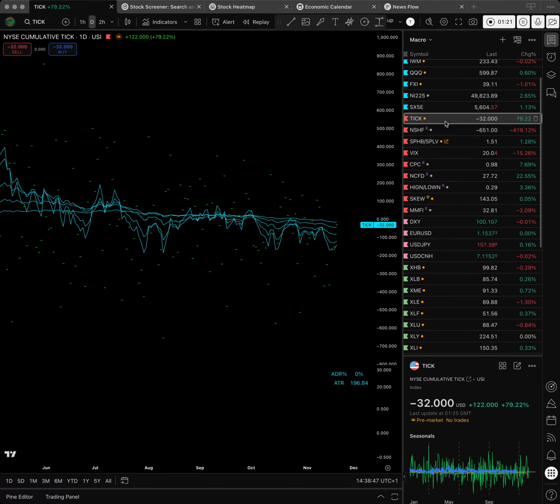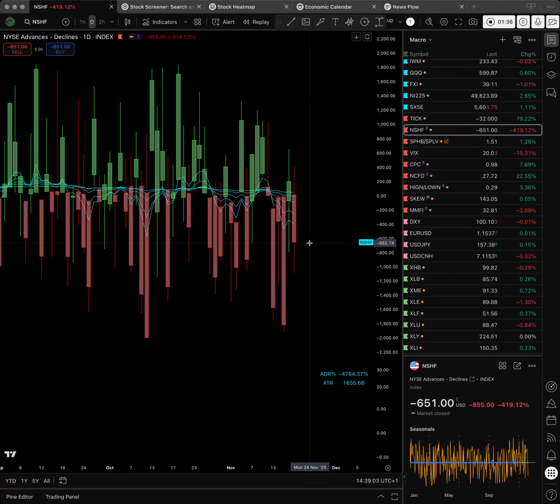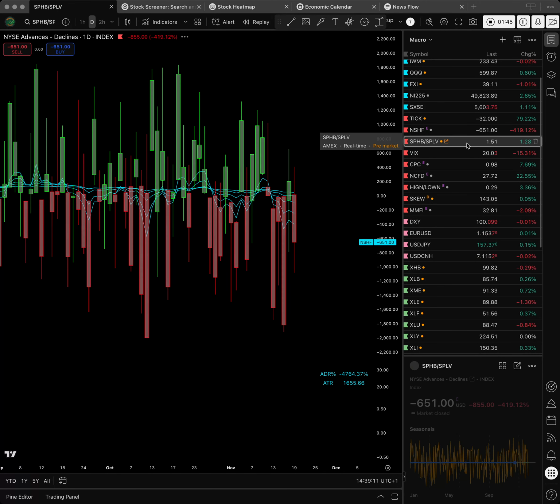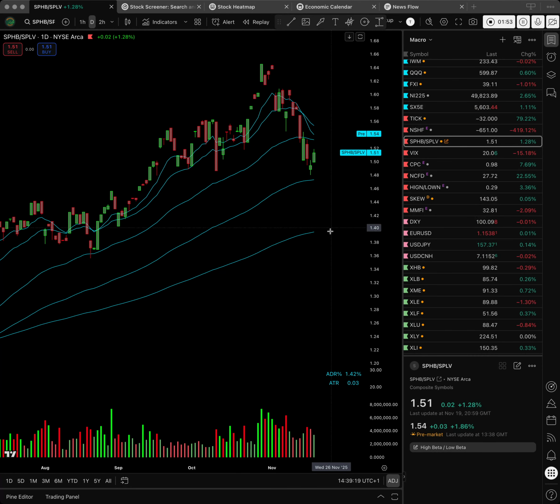So we have the TICK index, with stocks ticking up, ticking down on a day. It can give you some nice signals also intraday. You have New York Stock Exchange advances and declines, so you see per day how many are advancing and how many are declining. Yesterday were mostly decliners, as you can see from the red bar. And then below here, high beta, low beta. This is the ratio of how the volatile stocks are doing against the not so volatile stocks.